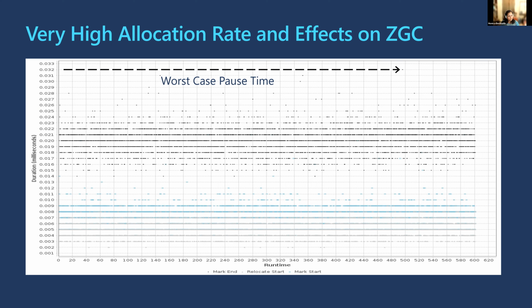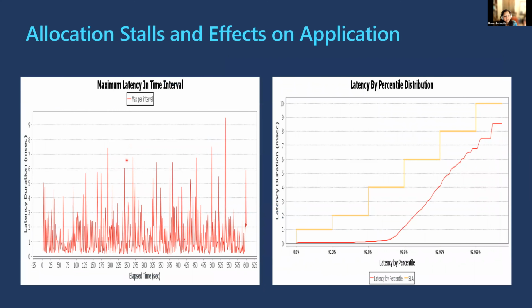Remember, it did tell the application to back off, right? So how did the application react to that? The way it decided to tell the application to back off was still very interesting. You see, it's kind of broken into chunks.